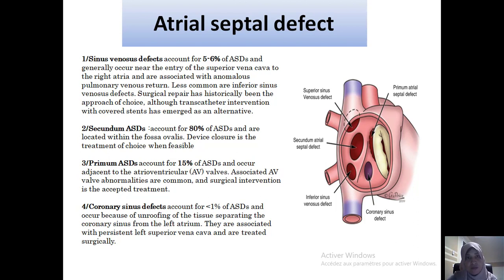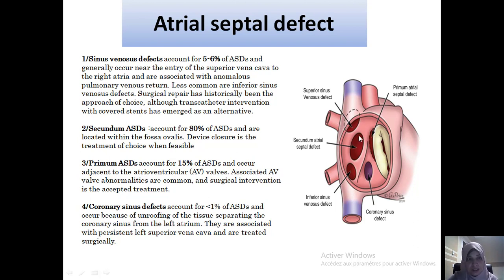According to the location of the defect, we distinguish 4 types of atrial septal defect. It can be a sinus venosus defect, which occurs near the entry of the superior or inferior vena cava. It accounts for 5 to 6% of ASDs. This type of defect is associated with anomalous pulmonary venous return. The superior type is more frequent than the inferior type.